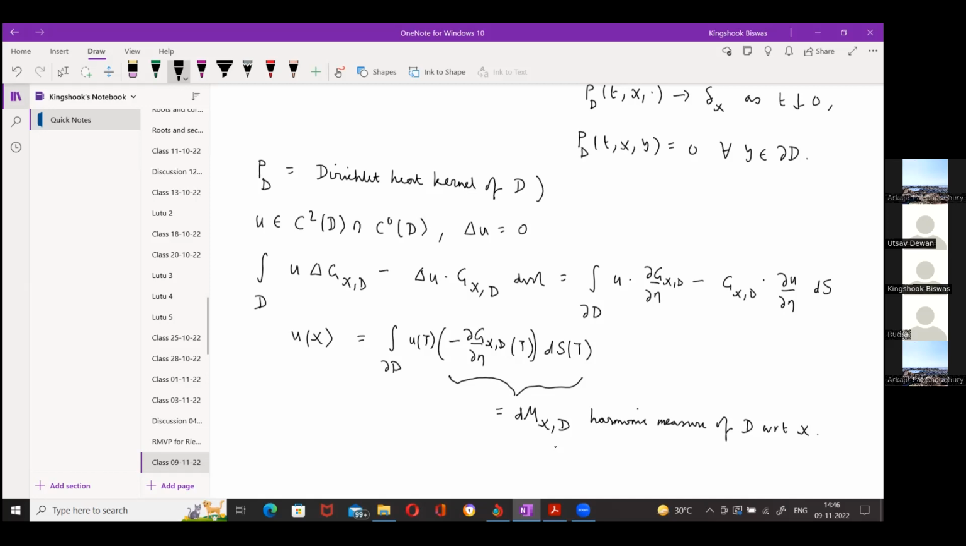Is the existence of this Green's function always possible for any domain? For any precompact domain with smooth boundary, take it with C2 boundary. You just need existence of the Dirichlet heat kernel, and then by integrating the Dirichlet heat kernel, you get the Green's function.